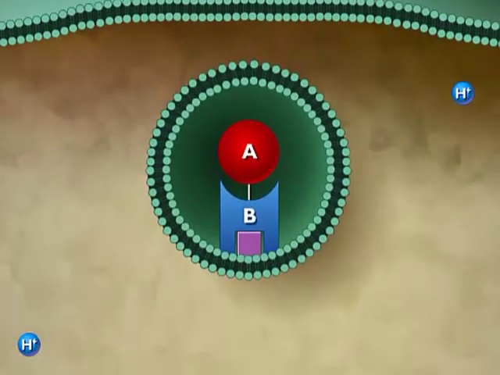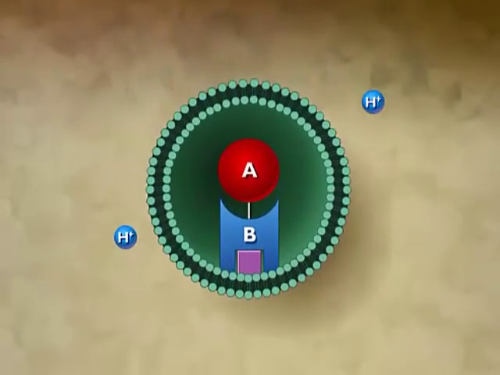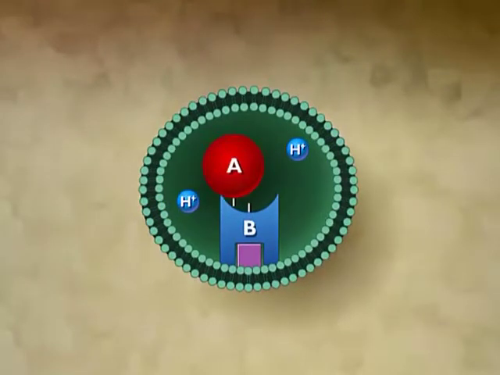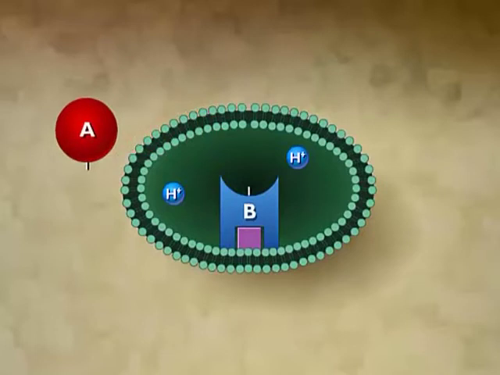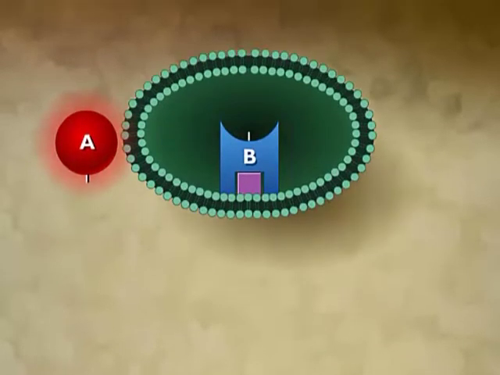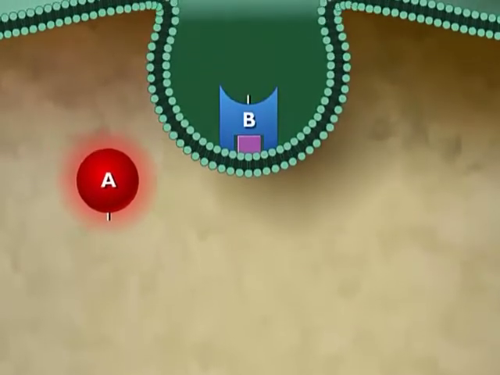After endocytosis, the contents of the vacuole become acidic, causing the A and B portions to separate. The A portion enters the cytoplasm of the cell and exerts its toxic effect, while the B portion is removed from the cell by exocytosis.